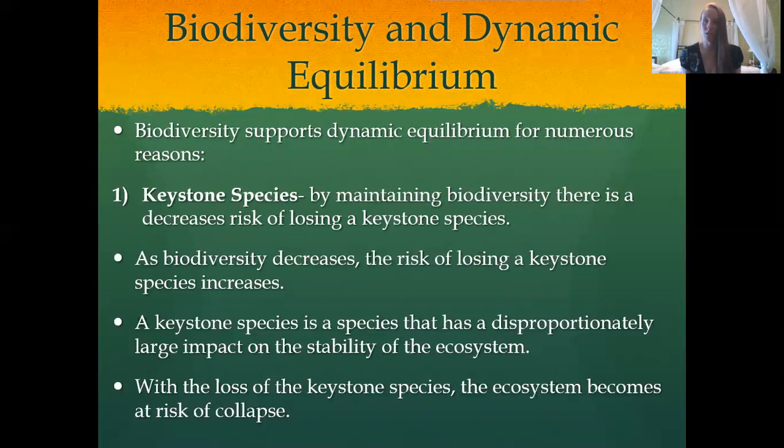A lot of the time, we don't know what the keystone species is in an ecosystem until it's gone, and then that ecosystem starts collapsing. So in order to not lose the keystone species, we have to just not lose any species. By maintaining the biodiversity, maintaining the number of species in our ecosystem, we decrease the risk of losing the keystone species. The keystone species has a disproportionate, huge impact on the stability of the ecosystem.